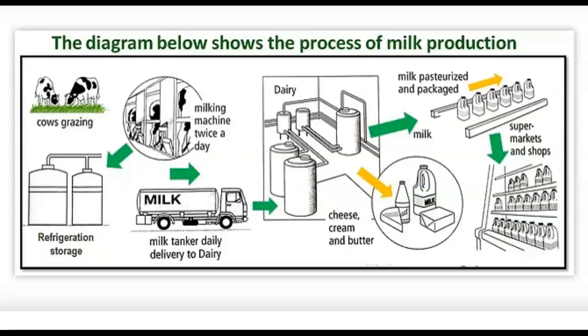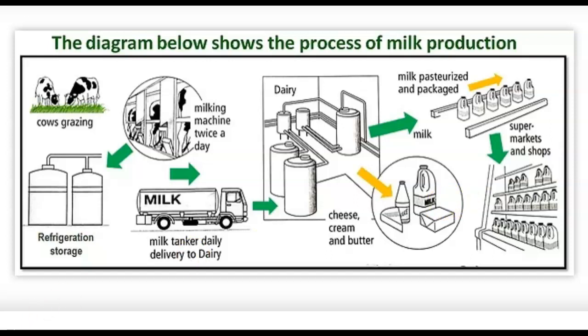Okay, so this is another process diagram I found online. Take a look at it. Take a look at how many steps it has. Take a look at where the process starts and where it ends. Clearly, it starts with cows grazing, and then the last step appears to be milk and other dairy products being stored on supermarket and shops shelves.